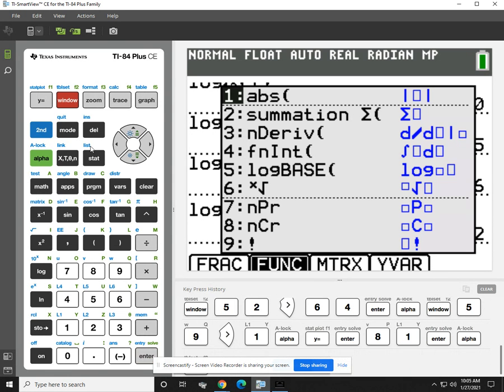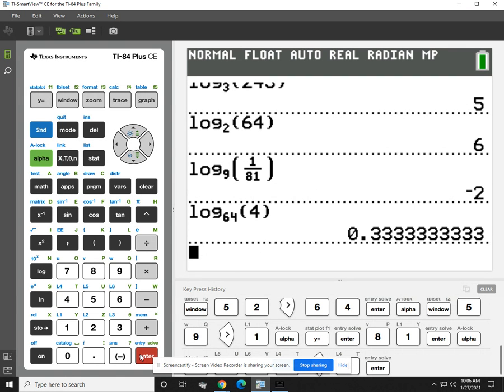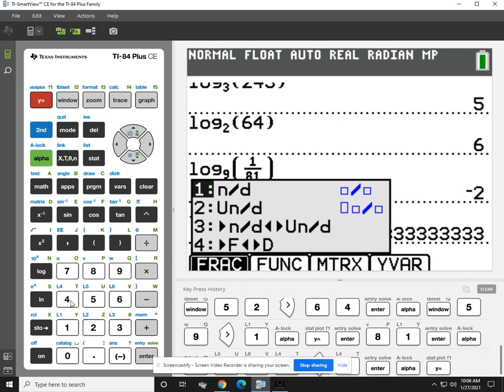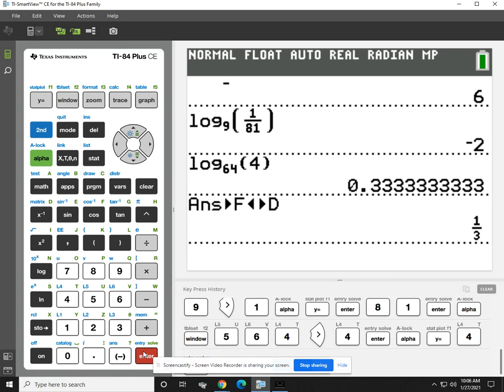And then finally, number 20, alpha window number 5. You got log base 64. And here's where this really comes in handy. It's harder in your brain to go 64 to what power equals 4? Well, it's getting smaller, so it has to be fractional. So the answer is 0.33 repeating or 1/3. Y'all remember how to change a decimal to a fraction? Alpha y equals number 4. See how it says F to D, D to F? It'll go in either direction. So sure enough, 1/3. So there it is, guys. That is how you do it.